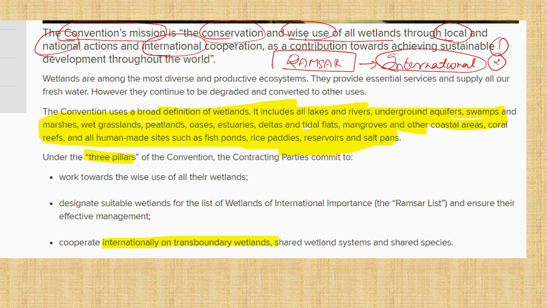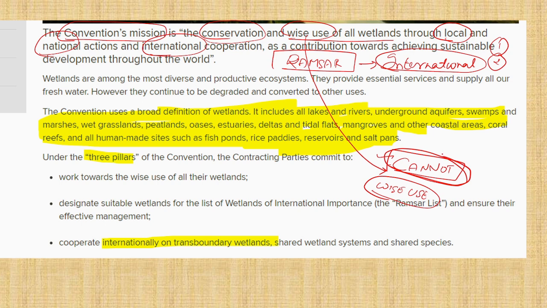They said Ramsar sites cannot be used at all. See, wetlands cannot be destroyed. But the mission of the Ramsar Convention is conservation and wise use. This word is important. That is, you have to use it correctly. You should not use it as you wish and destroy it. That is the point. You read that. That is the mission statement. But UPSC will give the option that it cannot be used at all, or that the Ramsar Convention says wetlands should not be used at all. But it is wise use. Second point, local, national, international cooperation.